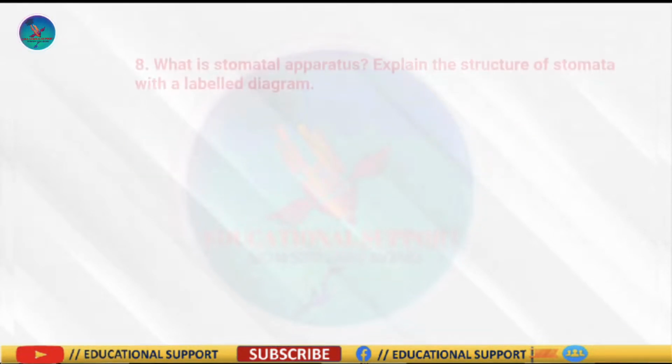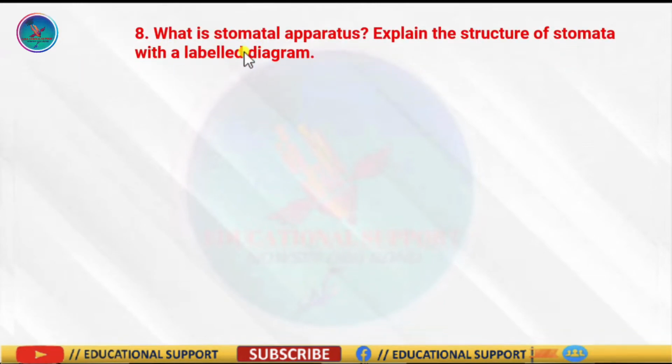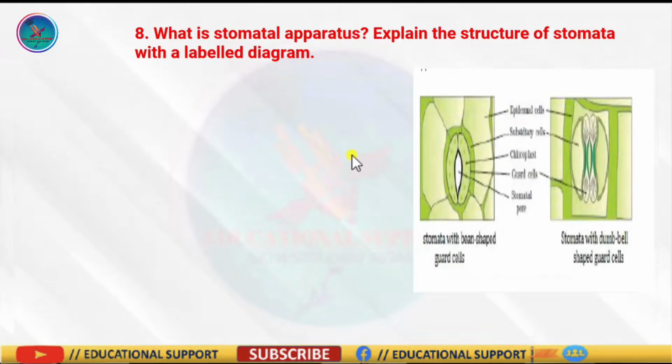Question number 8 is, what is stomatal apparatus? Explain the structure of the stomata with a labelled diagram. So stomata are structures present in the epidermis of leaves. Stomata regulate the process of transpiration and gas exchange, and each stoma is composed of 2 bean-shaped cells known as guard cells. You can see in this picture very clearly.